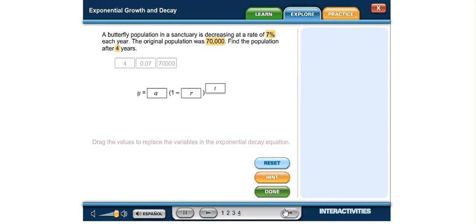Exponential decay. I think we understand decay. A butterfly population is just the opposite. A butterfly population in a sanctuary is decreasing at a rate of 7% each year. The original population was 70,000. Find the population after 4 years. Drag the values to replace the variables in the exponential decay equation.